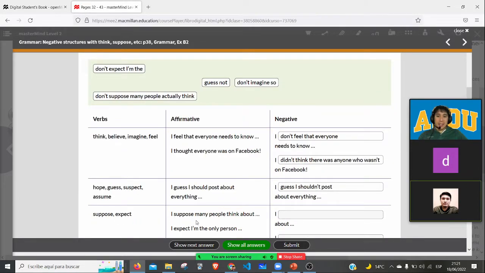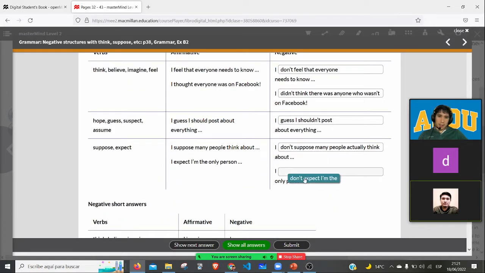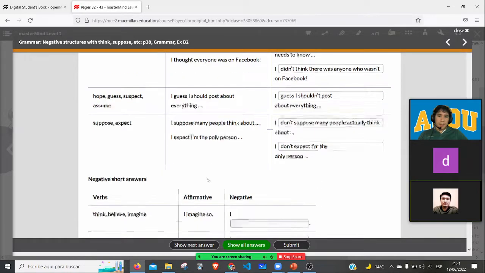Suppose and expect. I suppose. Many people think it could be. I don't suppose. Yeah, because suppose could be either the first one or the second option, right? And I expect. I don't expect. Yeah. What about the answers?